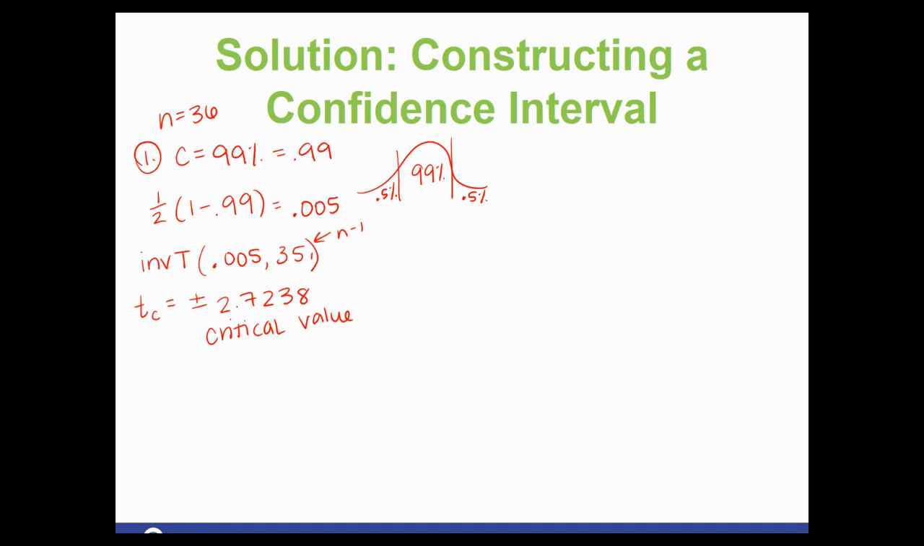A lot of the problems, we're trying to get you all the way to that end, but some questions will only ask for critical value or only ask for margin of error. So making sure you know how to get to each of those individual numbers is important.